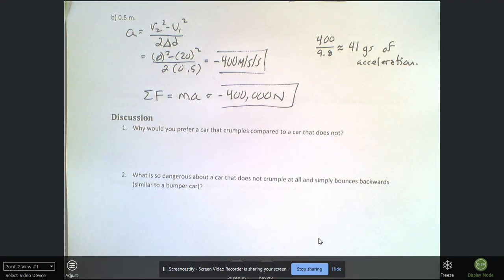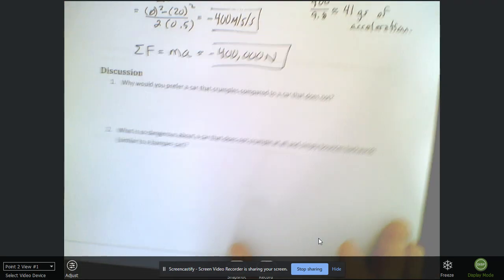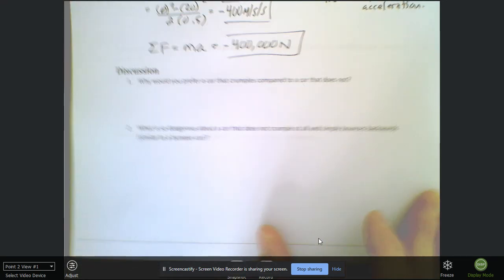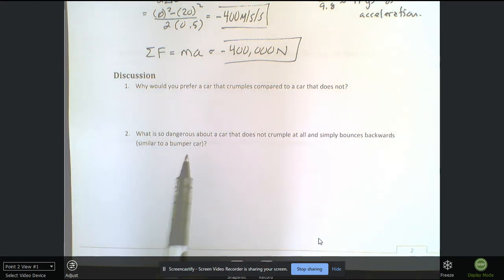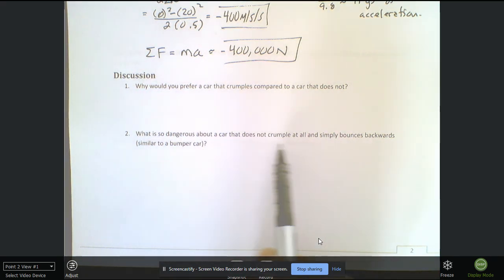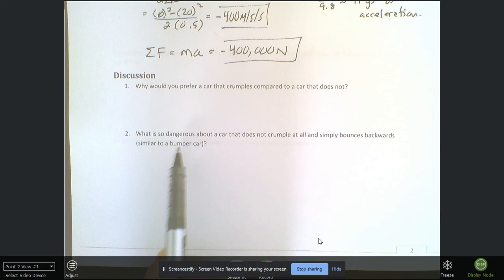Just think about the inertia, like you're moving forward, and you would come to a stop almost instantly. You don't want that. You definitely want that time for the collision to increase. And it says, what is so dangerous about the car does not crumple and simply bounces backwards like a bumper car? Well, a bumper car is not a good thing.